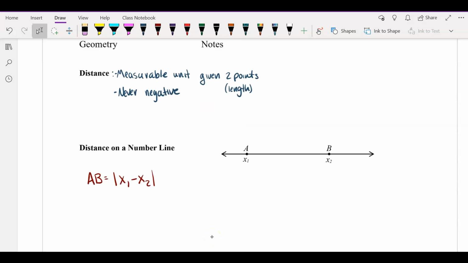So a distance is a measurable unit given 2 points. So you're always going to have some from 2 points. It's always going to be a length. And a distance is never going to be negative. You're never going to say, I'm going to go backwards -3 miles. You're just going to say I'm going backwards 3 miles, right? So it's never a negative number.